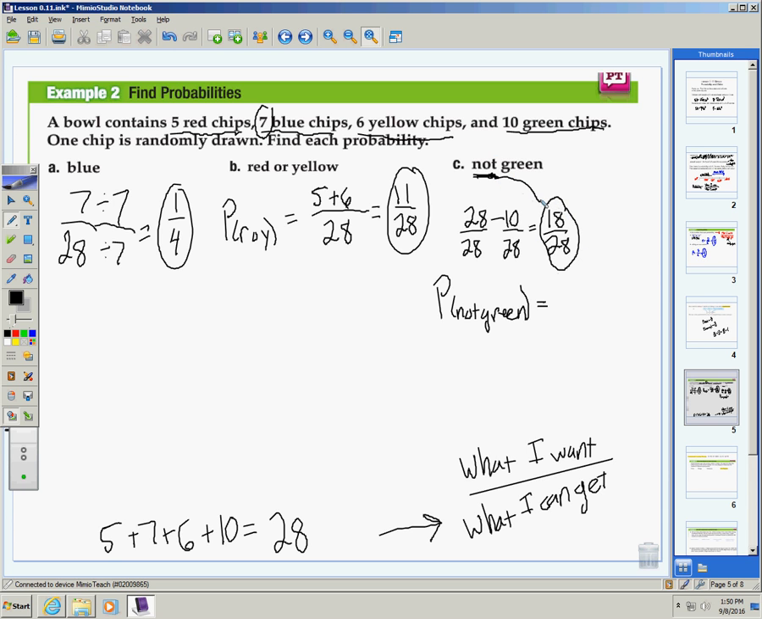That's the probability of them not being green. I just subtract out the probability of getting a green from all of the chips. So I have 18 out of 28 is the probability of not getting a green. Again, you could have added up these three, which if you do 5 plus 7 plus 6, you do get 18. Or you can just subtract this 10 green chips from the 28 and then always reduce your fraction. It would reduce to 9 over 14. Our probability of getting a not green chip is 9 out of 14.